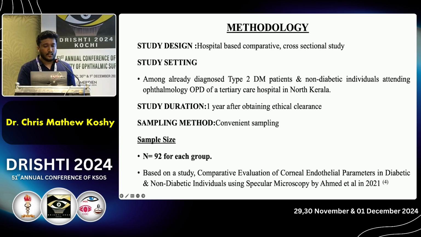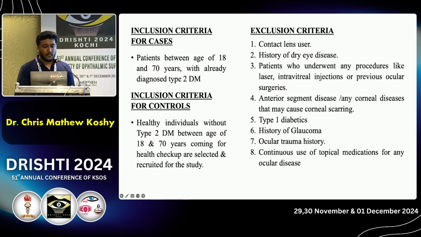Methodology: study design is a hospital-based comparative cross-sectional study. Study setting is among already diagnosed type 2 DM patients and non-diabetic individuals attending the ophthalmology OPD of a tertiary care hospital in North Kerala. Study duration is 1 year after obtaining ethical clearance. Sampling was done by convenient sampling. Sample size was 92 for each group, which was obtained from a previous study by Ahmad et al.